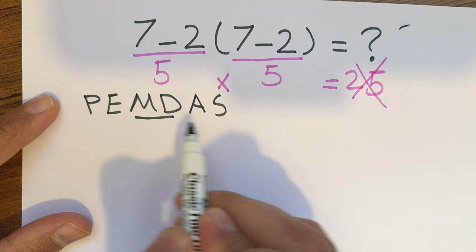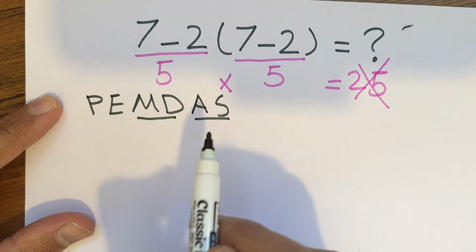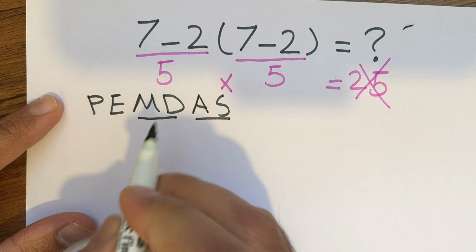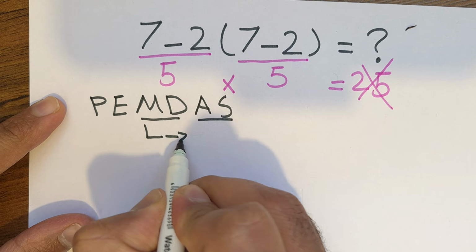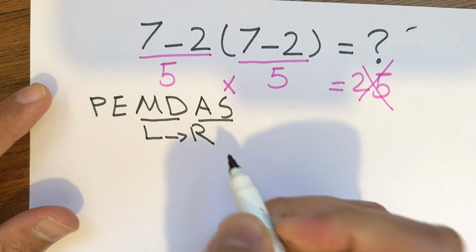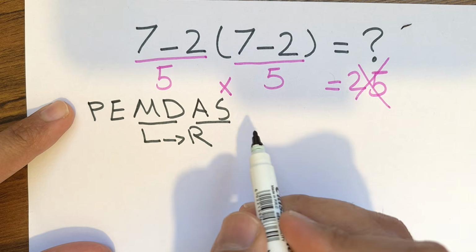They have the same priority: multiplication, division, addition, and subtraction. So whichever comes first, from left to right. So with this in mind, let's approach this problem again.